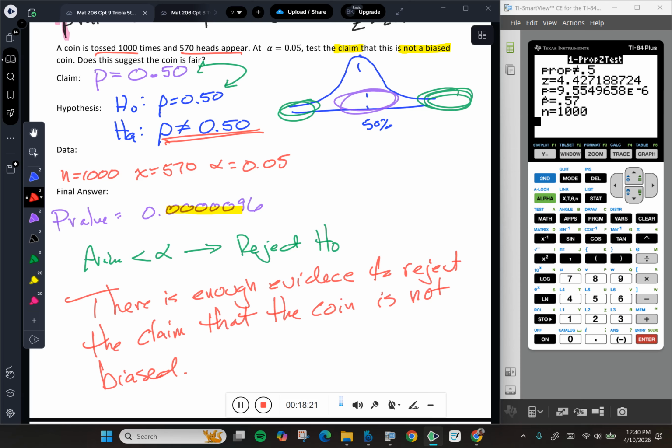Now, I know what you're thinking. Could that have happened by random and it actually is a fair coin? Yes, it could have happened by random. And there is a tiny chance, about one in ten million, that it could have happened by random. This is so small that we're basically saying it is highly, highly unlikely that this could have happened by chance. There's sufficient evidence to argue this coin is biased.